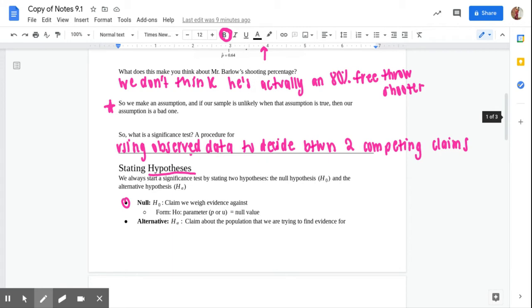So the null is what we weigh evidence against. Our alternative is the claim about the population that we are trying to find evidence for. So every time that we look at these, we want to try to find evidence for the alternative. The null is usually given to us in the context of the problem. So like above, the null would have been that he is an 80% free throw shooter. And then we're trying to find evidence against that. So the alternative hypothesis is that he was not. So we're trying to find evidence for that using our graph.